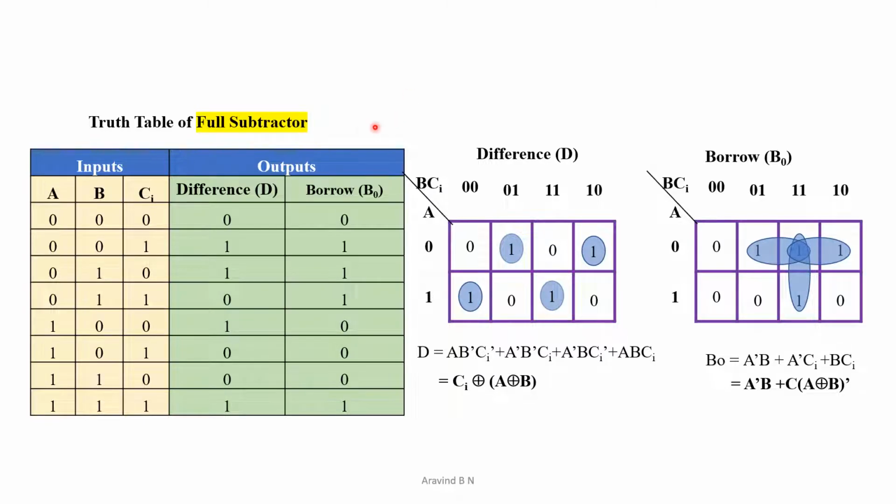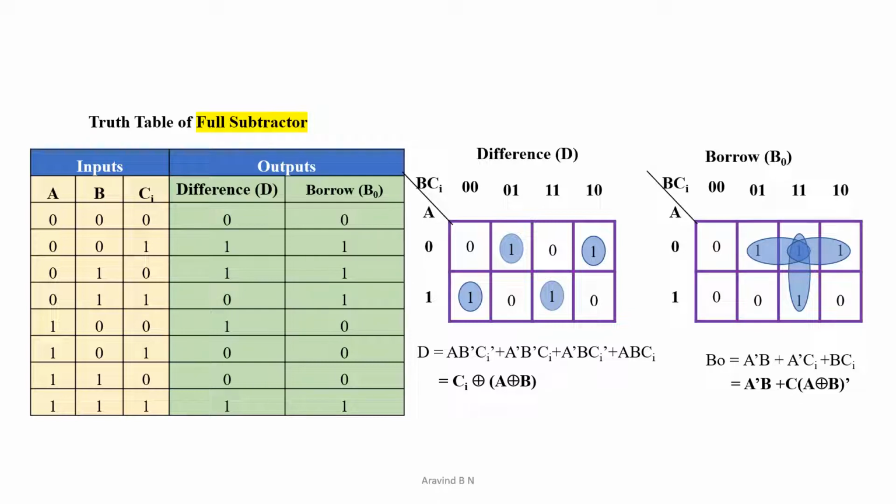Let us continue with the full subtractor. So this was the truth table for the full subtractor. So 3 inputs, A, B as well as C in, and then the outputs are going to be the difference as well as the borrow. By solving for difference and the borrow in the K-map, we are going to end up with these expressions. The difference is going to be this expression as well as the borrow is going to be this expression.